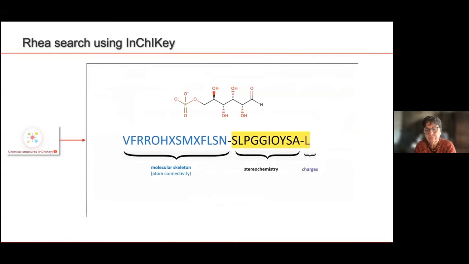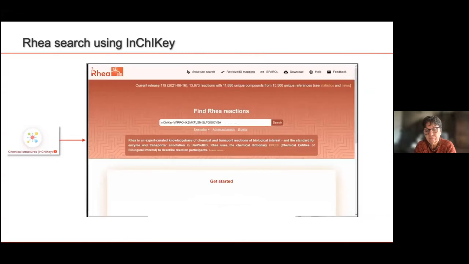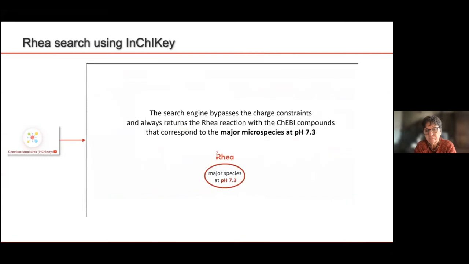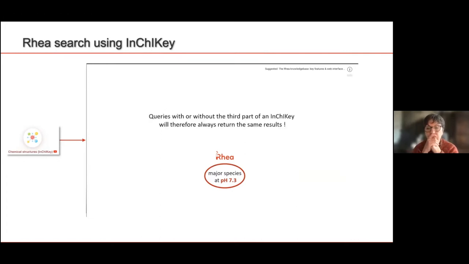Information on the charge of our molecule is encoded in the third block of the entry key. If we query with the third part omitted, we get the same three reactions as before. The reason is that the Rhea search engine bypasses the charge constraints and always returns the Rhea reaction with the KB compounds that correspond to the major microspecies at pH 7.3. This concept is explained in more detail in the guided tour to Rhea's key features and web interface, which is linked below. Queries with or without the third part of an entry key will therefore always return the same results.